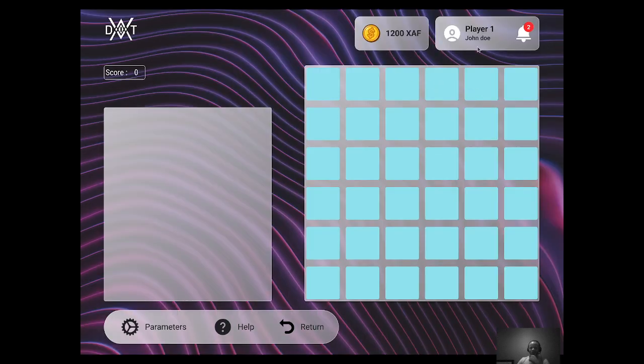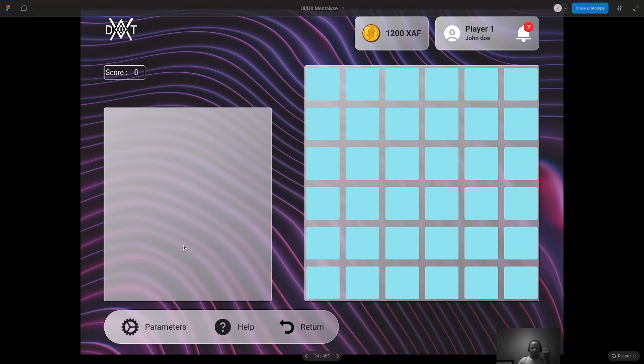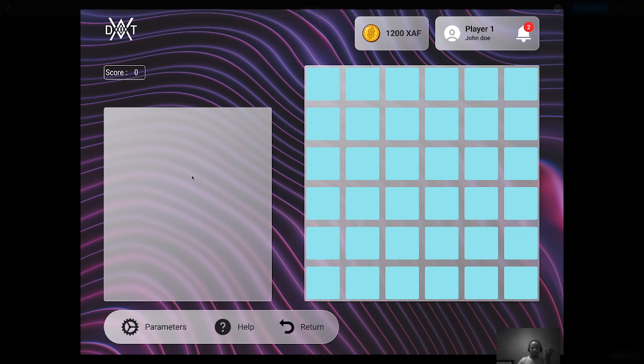And I think we already talked about the financial aspect, which is your account that you can top up. You have here your credentials. Here is the board that captures your moves. Down here you have some configuration and navigation buttons.